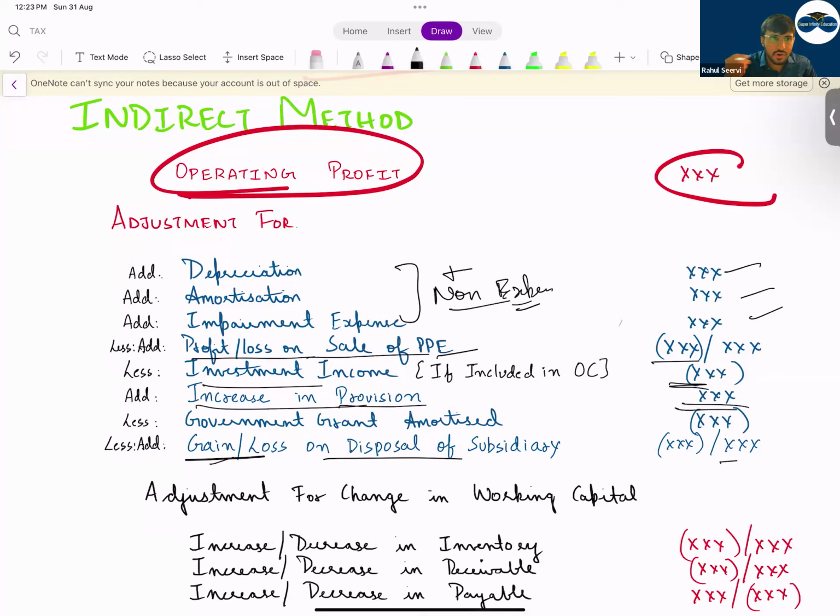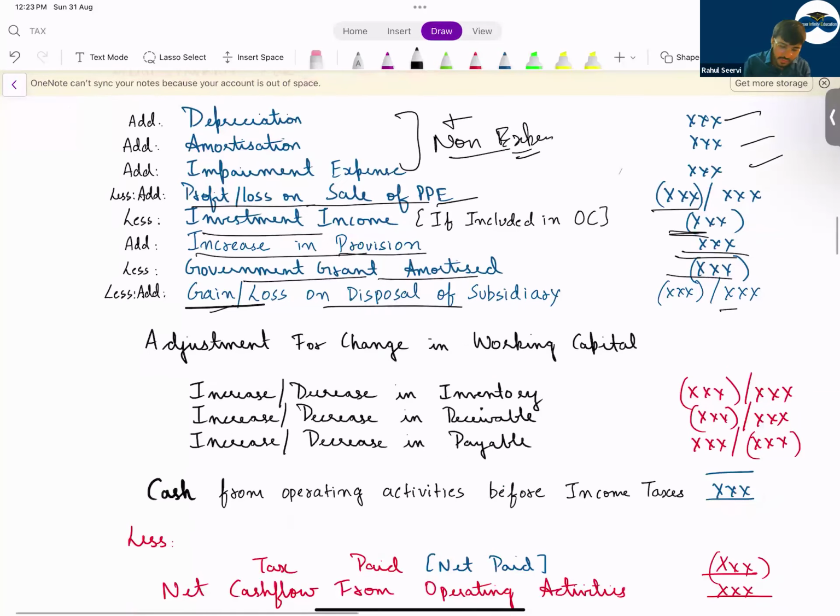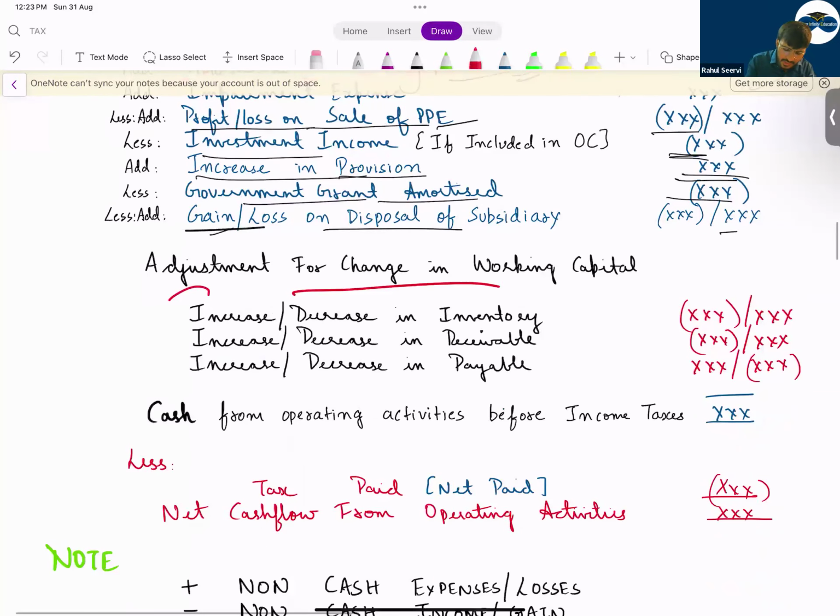Then increase in provision, you will add it. Increase in provision, because this is not a cash expense. Then government grant amortized, you will reduce it, because this government grant will be taken care of in the investing category. I hope the first thing is clear. Then we do the adjustment for working capital, and very important adjustment, consolidated cash flow will come, 3 to 4 marks will be there for this, either in case of acquisition of a company or in the case of disposal of the company. In the class we have done a trick so that you follow, that you will not go wrong.